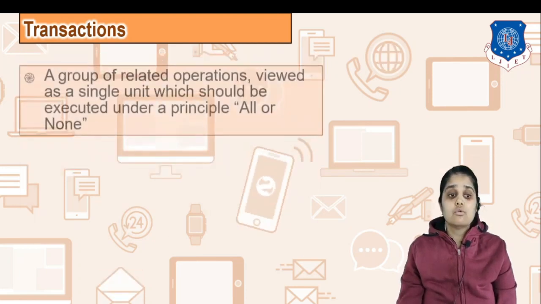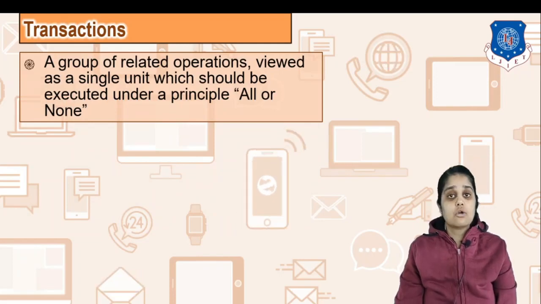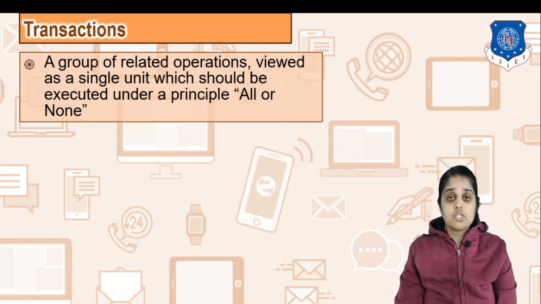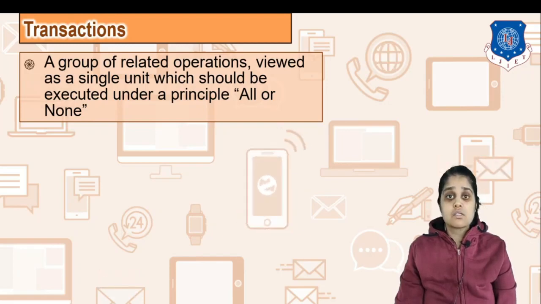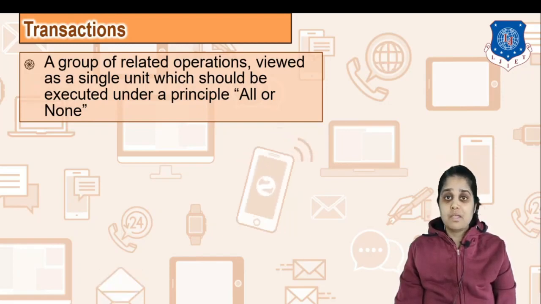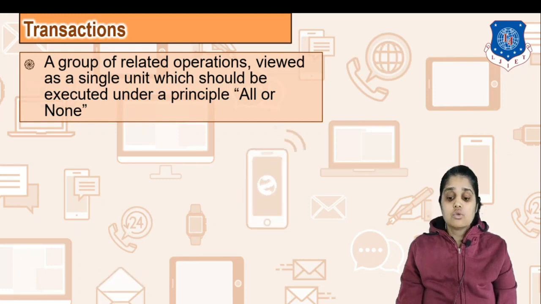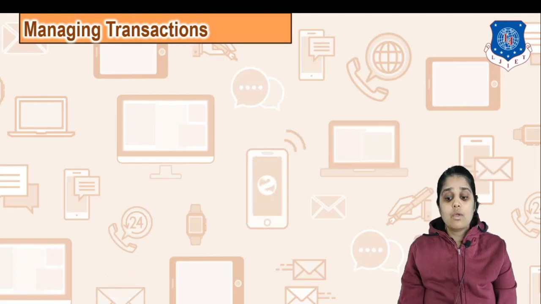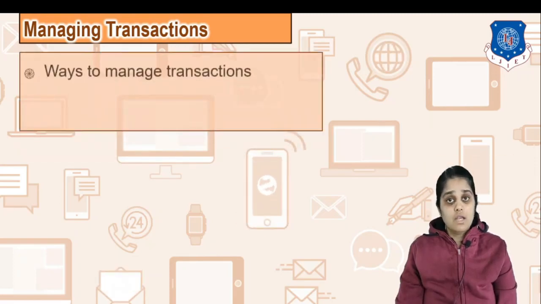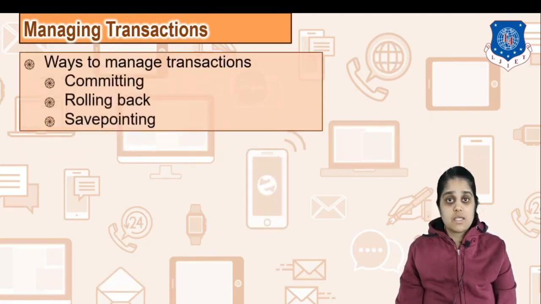So the basic rule of a transaction is that it is a group of related operations viewed as a single unit, and either all of them should be successful or none of them should be reflected. Now we are going to manage these transactions. How are we going to manage them? There are 3 different ways of managing such transactions.